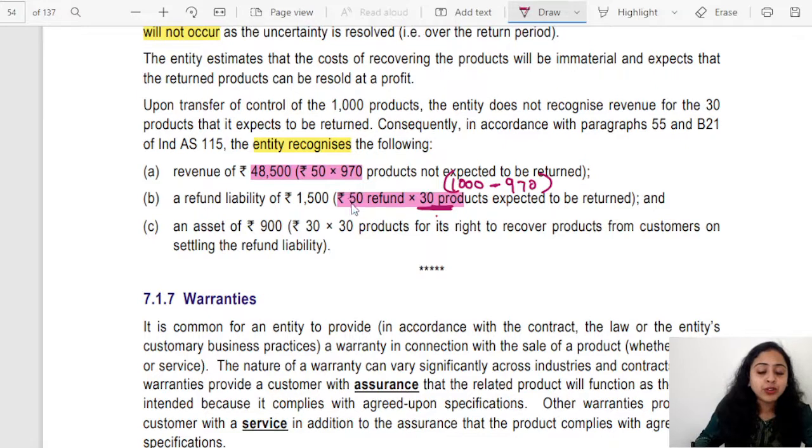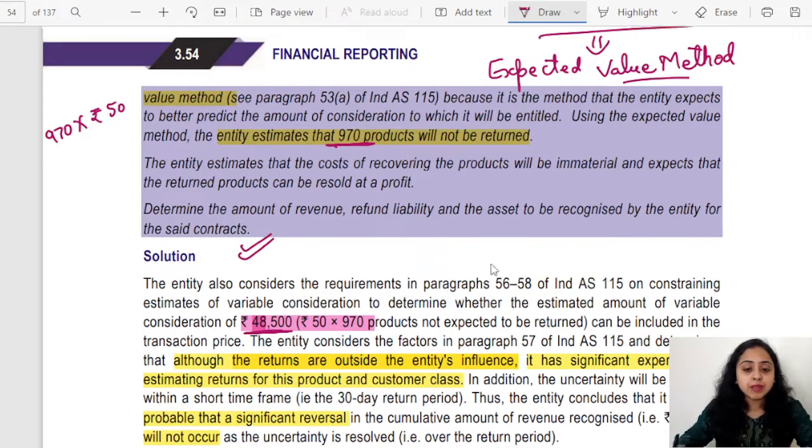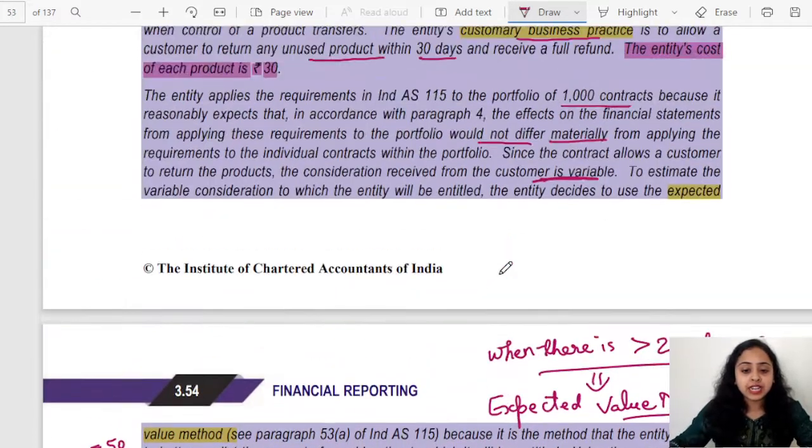So the amount into 50 will be recorded as refund liability. This is very much clear and similar to the previous example. Now the amount 30, the 30 units and 30 price. How have you got this 30 rupees? Because here in the question, it has been given that the cost of each product is 30 rupees.